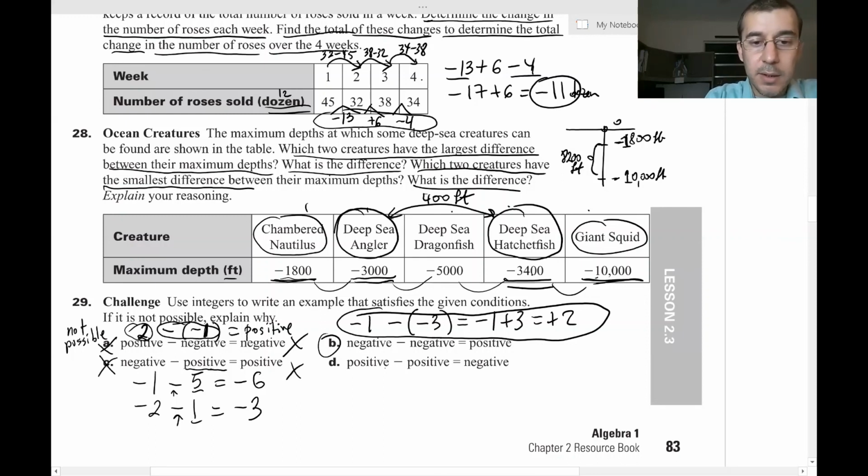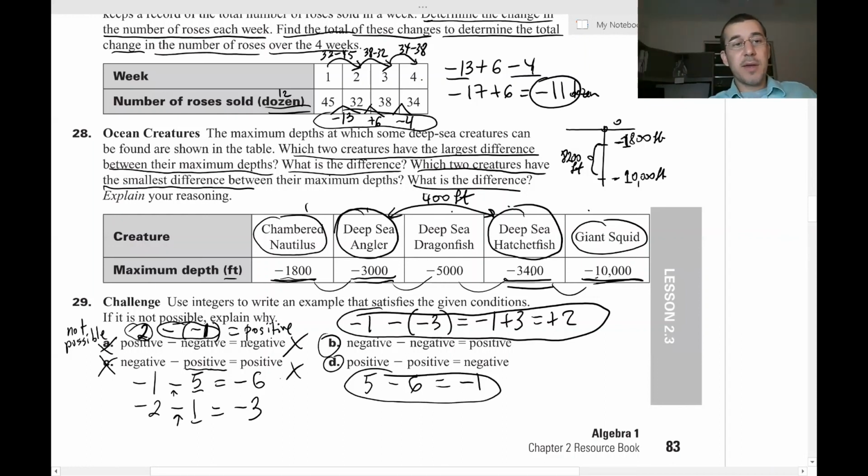Okay. D, positive number. So let's say 5 minus a positive number to get a negative number. So if this is greater than 5, say 6, this is minus 1. So it is a negative number. So this is possible, and this is the example. Okay. So that's all for today.